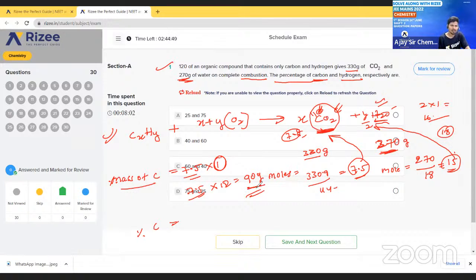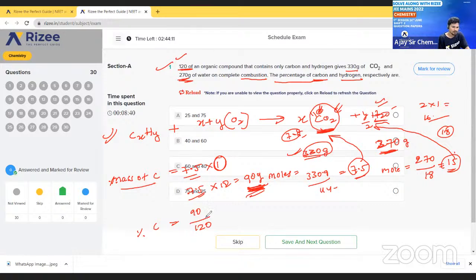See here, how many grams of carbon are present in this CO2, in this entire combustion reaction? Only carbon. In the question they have given CO2, how many grams of CO2 is present, that they have given. But this 90 grams means only carbon. And total how many grams of organic compound is there? 120 grams.